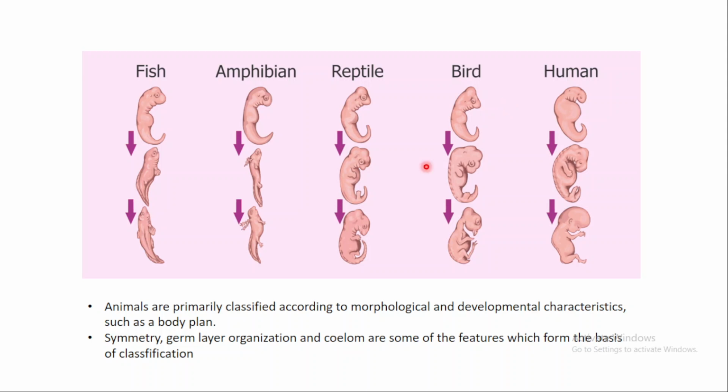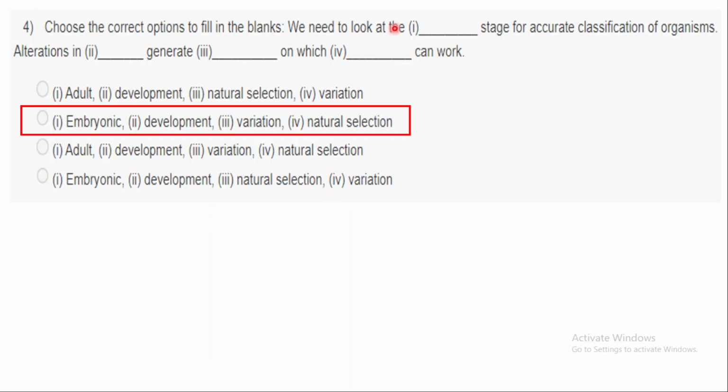in the early stages. Animals are primarily classified according to the morphological and developmental characteristics such as the body plan, symmetry, germ layer organization, and coelom are some features which form the basis of classification, which can only be found when we compare the embryos of different organisms. This is also known as comparative embryology, right? So we need to look at the embryonic stage for accurate classification of organisms.